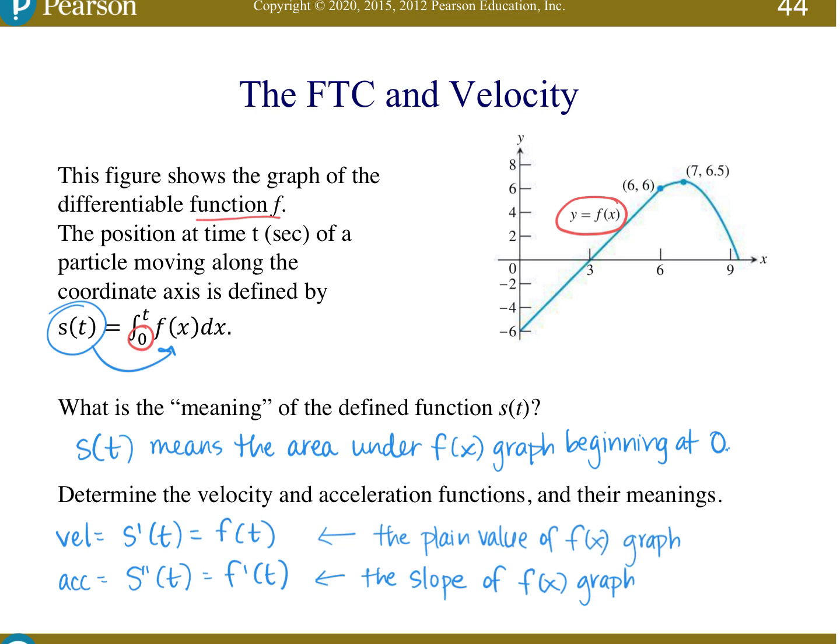So to summarize, that f graph has 3 ways it can tell us things. If we find area, it tells us one thing. If we just evaluate its position, its value, that tells us one thing. And if we evaluate its slope, it tells us something else. So all of those things are important.